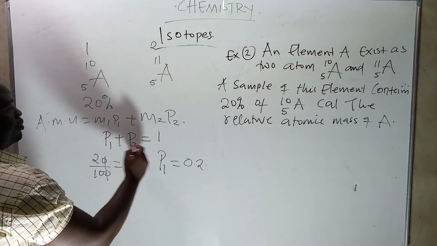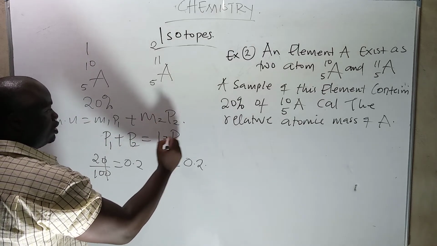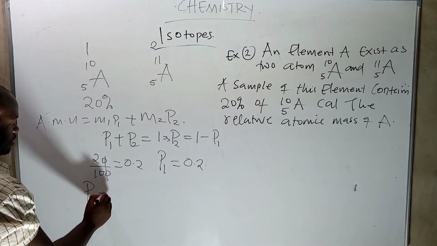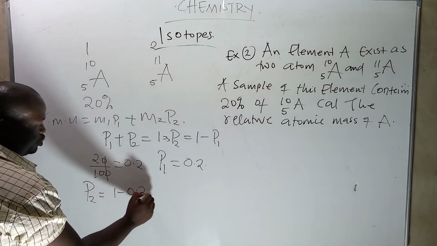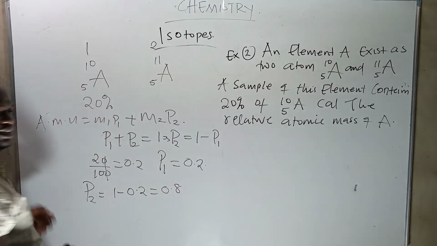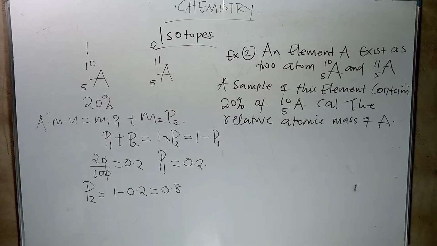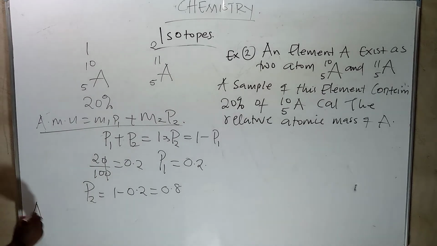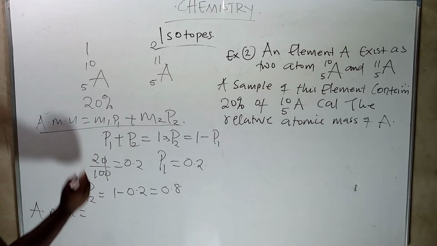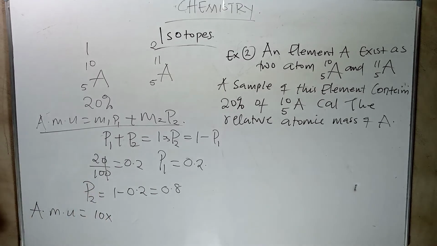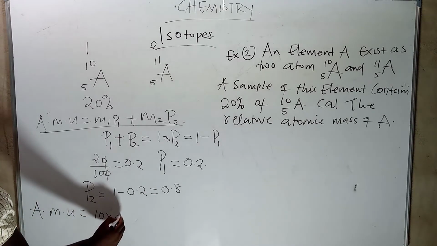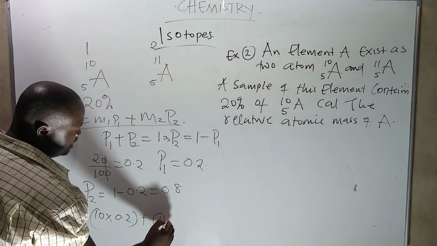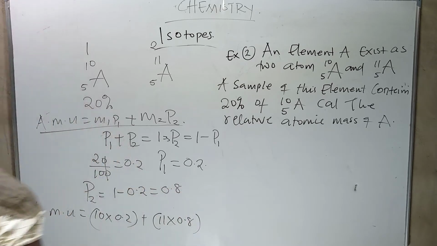You were not given P2, but you can find it using this formula: P1 plus P2 is equal to 1. So P2 is equal to 1 minus P1, which is 1 minus 0.2, which is 0.8. This is so easy. All you need to do now is insert it into this formula and your answer will flow naturally. So the atomic mass unit is M1, which is 10, times your P1, 0.2, plus the mass number M2, which is 11, times 0.8.